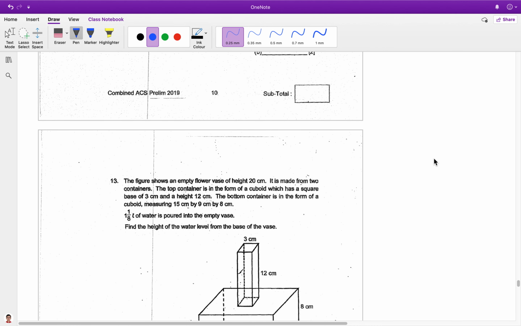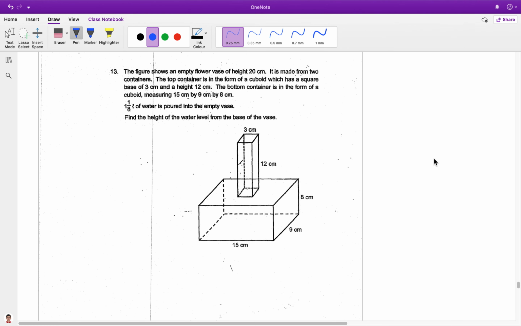Okay, question 13. So it's very clear, it's about the volume problem, right? Volume is equal to the base area times the height. The figure shows two containers connected with each other.